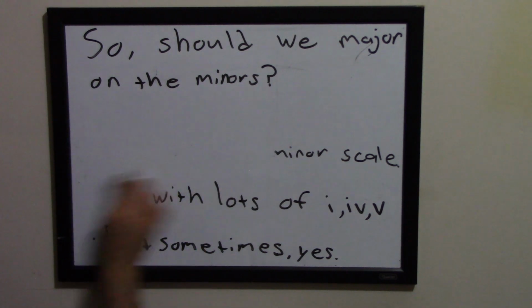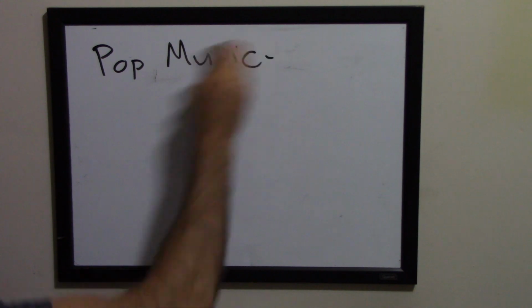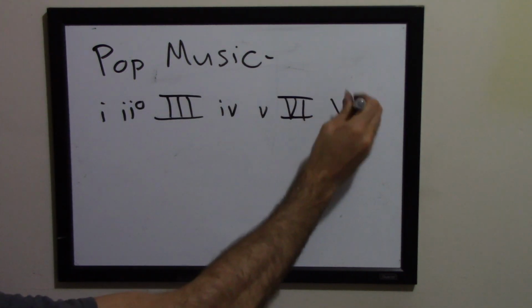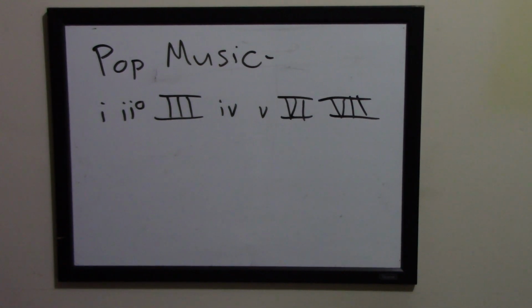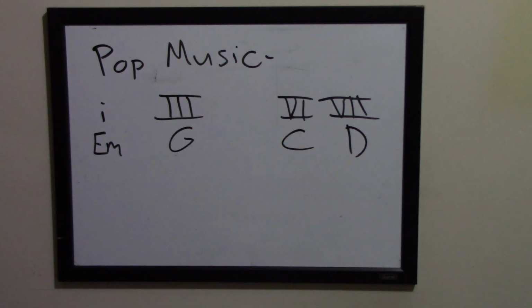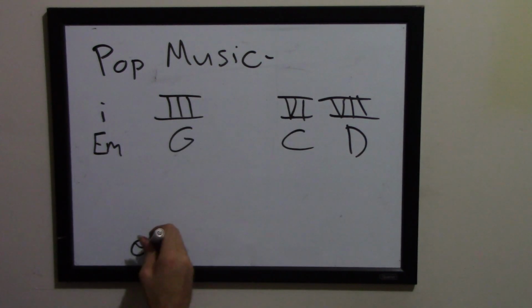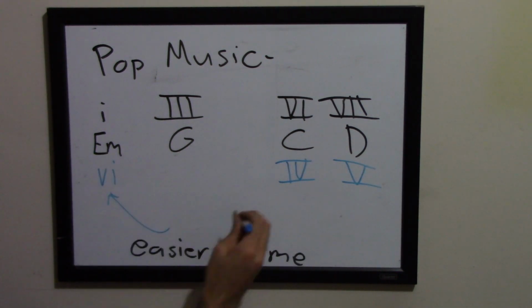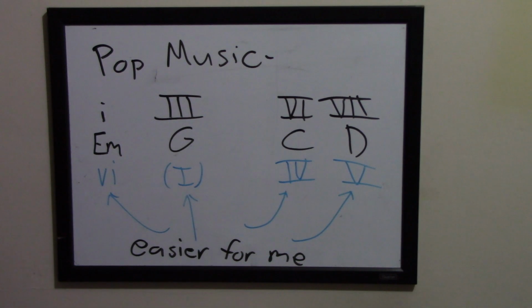In a lot of pop music, when you're in the minor key, you don't get a lot of 4s. You don't get a lot of 5s. You get the 1. You might get a 3, but you get a lot of 6s and a lot of 7s. So if we're in E minor, we're going to get a lot of C and a lot of D, and then we're going back to E minor. For me, it is much easier to think about that as 4, 5, 6 minor than it is to think about it as 6, 7, 1.